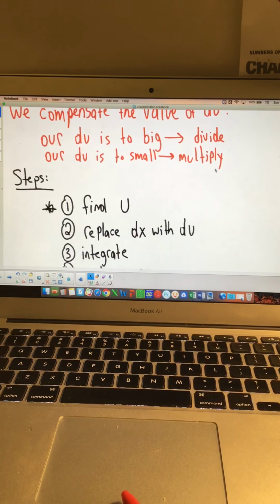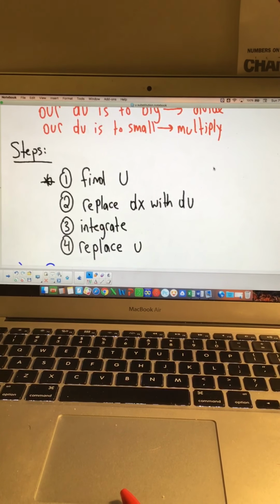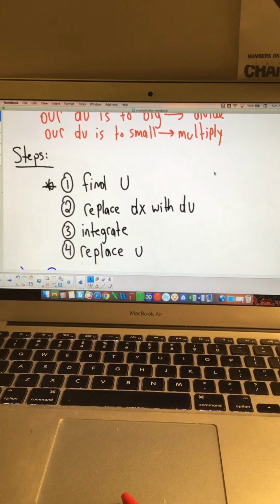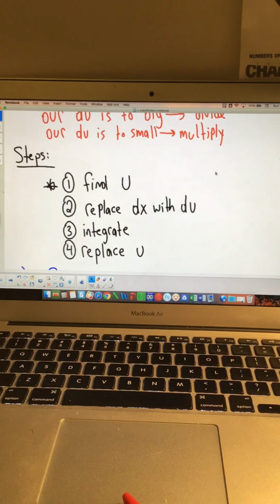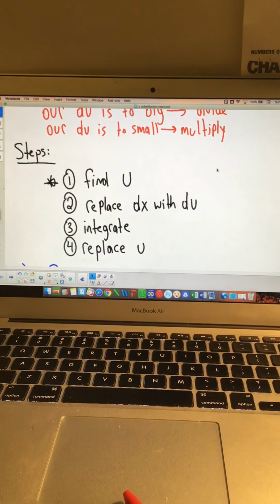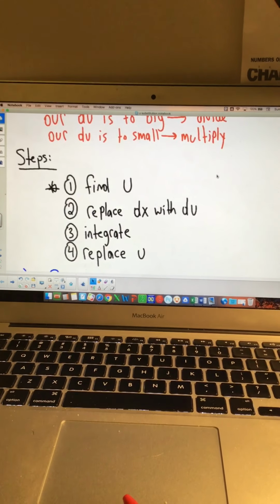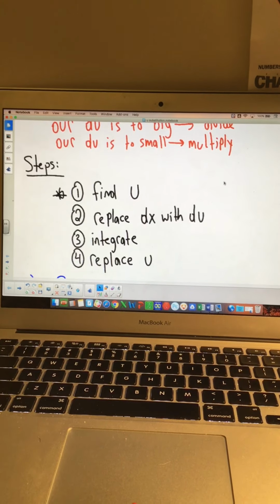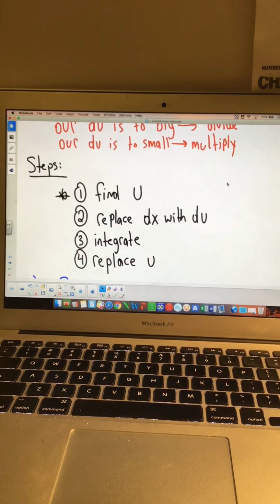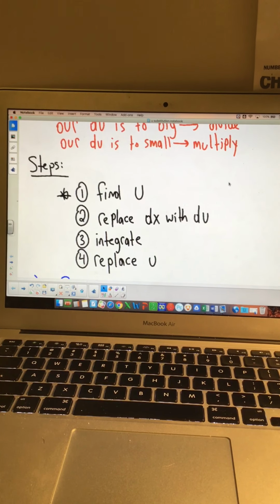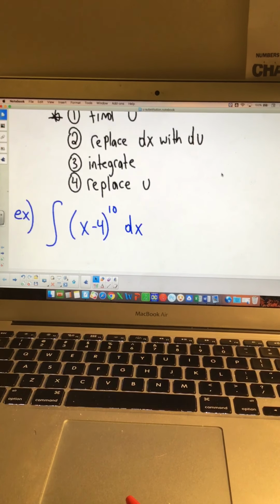First, we want to find out what u is. That's the most important part. That's the quantity to an exponent. That's the number or the values under the radical. Once we know what u is, we're going to replace the dx part with du, so it's all in terms of u. We're going to integrate with that power rule, and then we're going to put u back in at the end. All right, so here we go. Let's start off nice and slow.